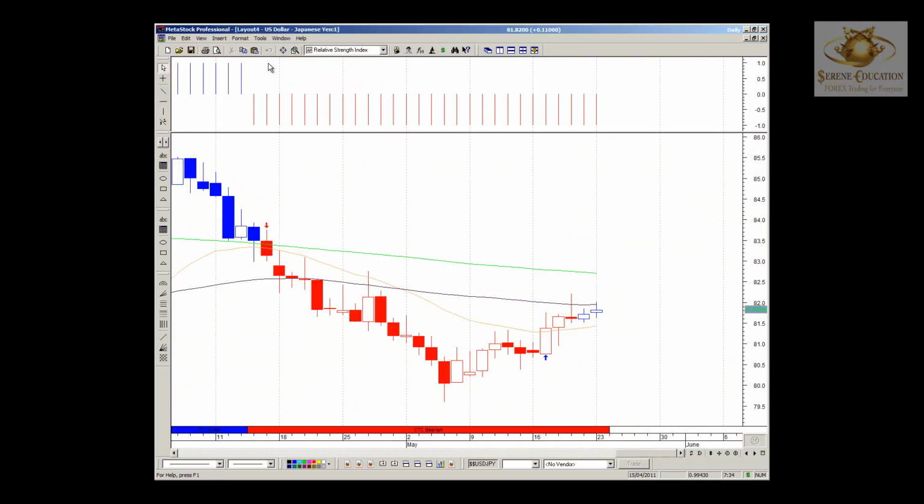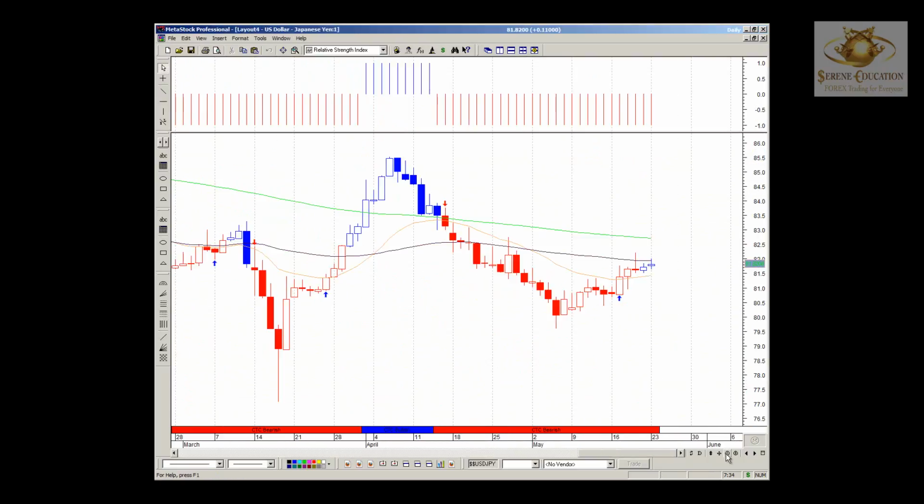Last pair of the day is the US dollar against the Japanese yen. As I mentioned, the US dollar seems to be gaining a lot of strength. The dollar index does confirm that. You'll notice that we have higher swings on a daily time frame, so we know that after price bounced off the 80 mark, we've seen the US dollar gain a lot of strength against the Japanese yen in recent weeks, and we're trading higher.